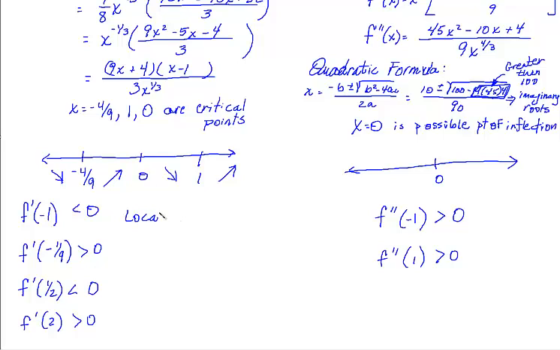Local min at x equal -4/9 and at x equal 1. Local max at x equal 0. Both of these were concave up, usual kind of function.